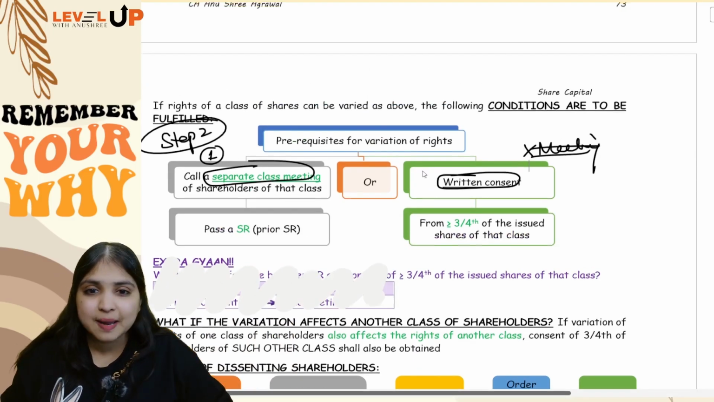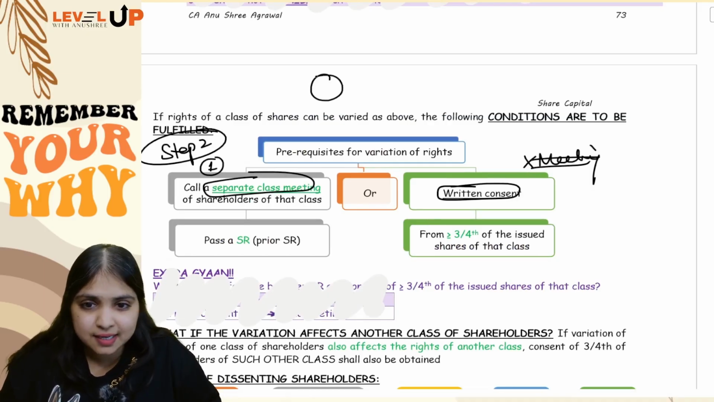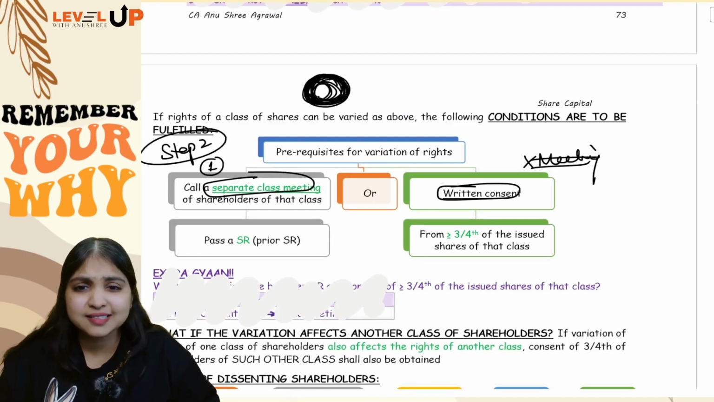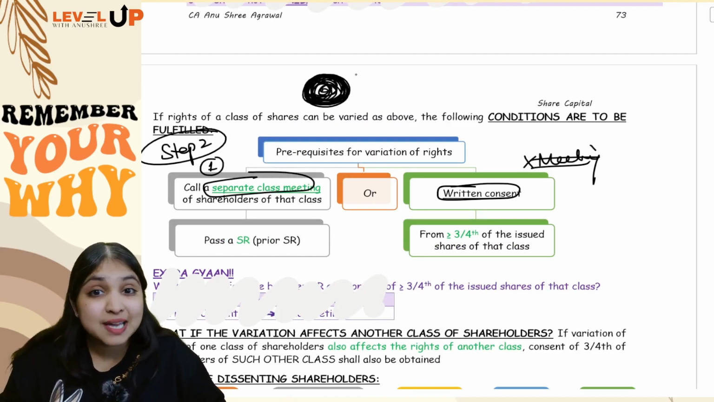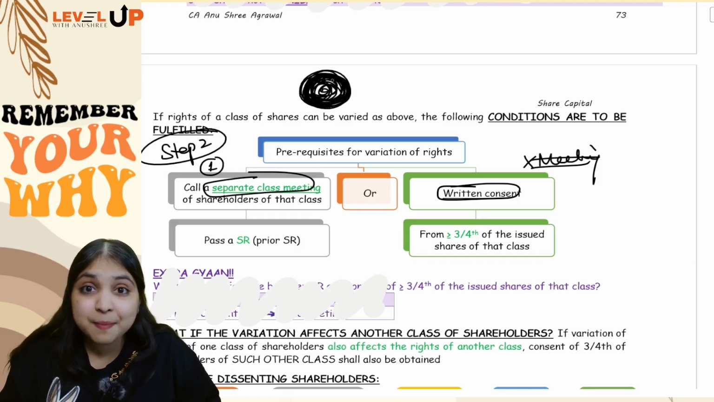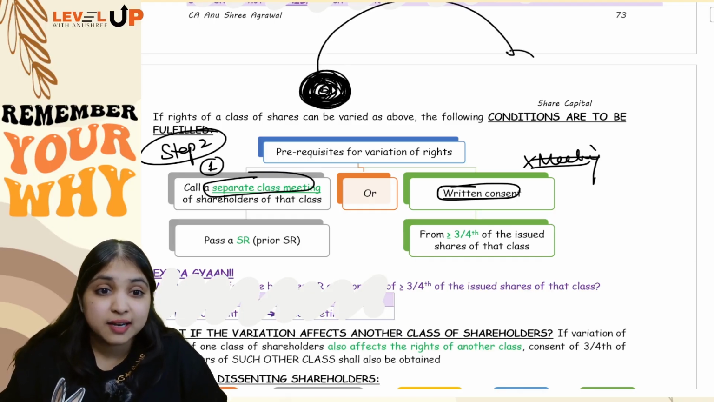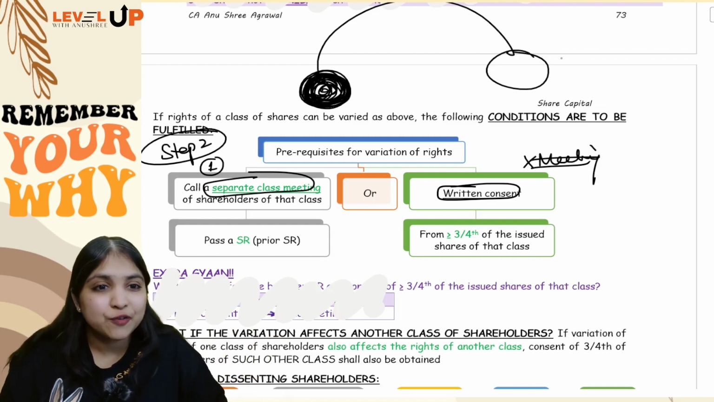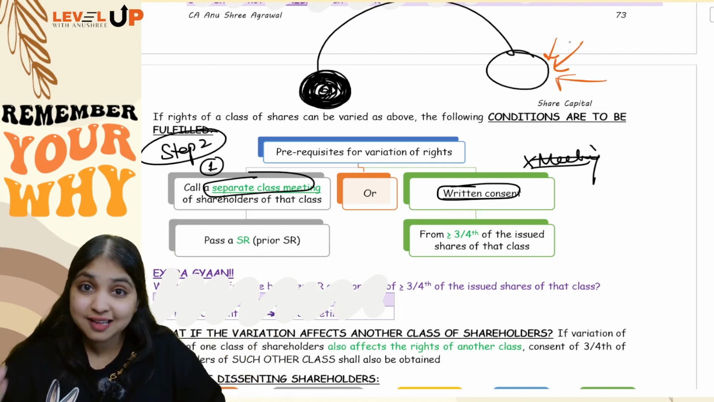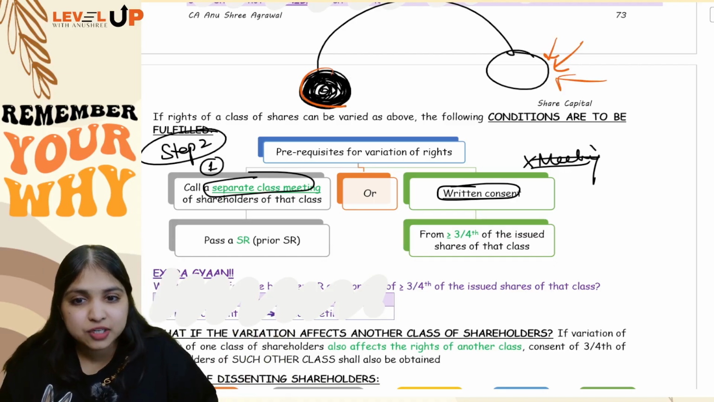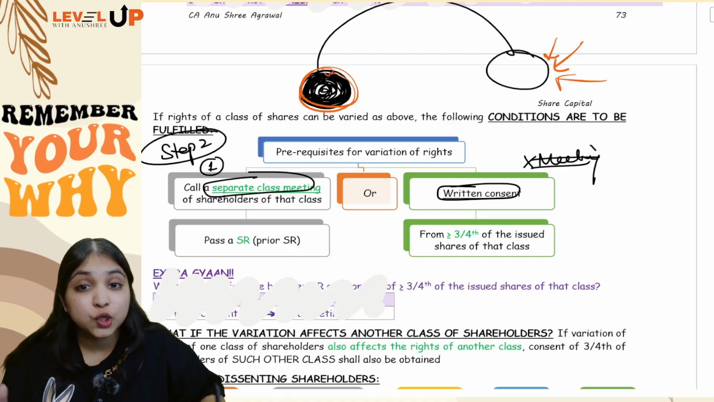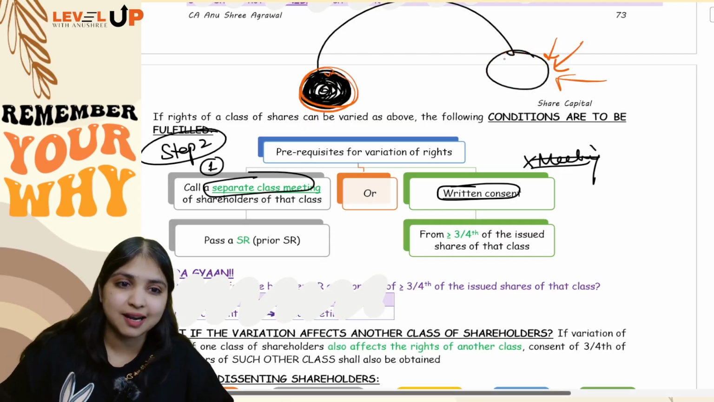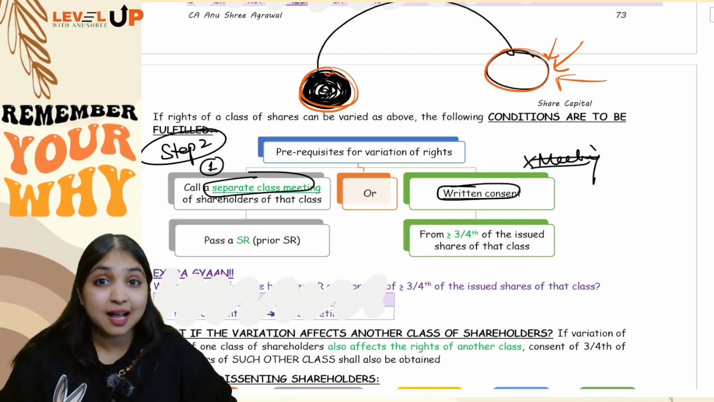Okay guys, then sometimes what happens is that, let's say there's a class of shareholders and they're passing a resolution to vary their rights. Understandable, go ahead, you can do it. But sometimes this class is passing a resolution because of which the rights of another class will also get affected. So if that happens, of course we need the permission of this other class also. In simple words, if the shareholders are passing a resolution to affect their rights, which will also end up changing the rights of another class, then we have to get permission of that other class also.